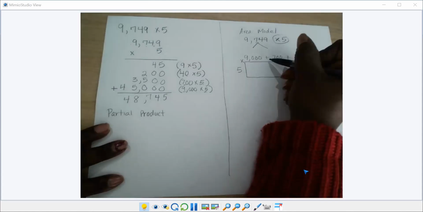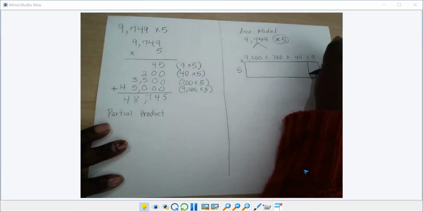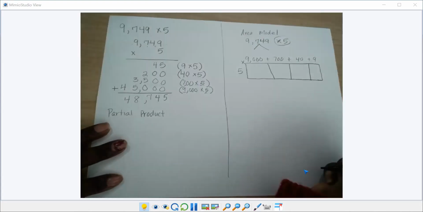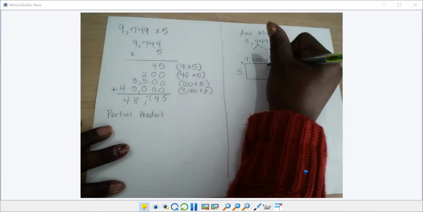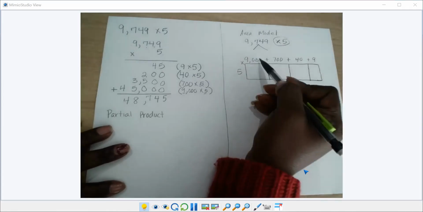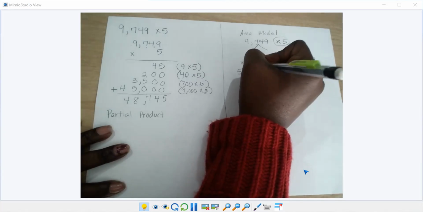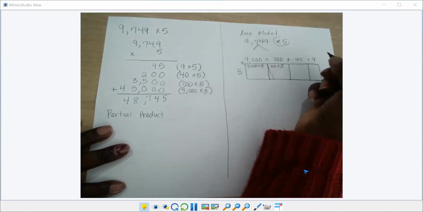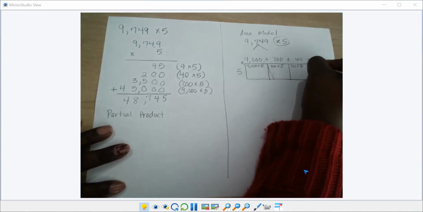As I tell my students, wherever the plus signs are, that's where my line is inside the box. So I go to my plus sign and draw my line straight down, as straight as possible. This is a little crooked. Let's fix it. All right, and then I start multiplying. Again, whatever is on top is what you're multiplying. So 9,000 times 5, 700 times 5, 40 times 5, and 9 times 5 in that box.